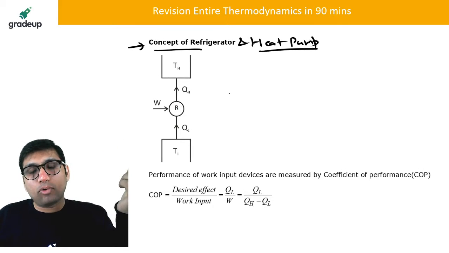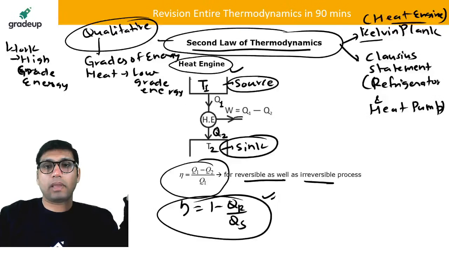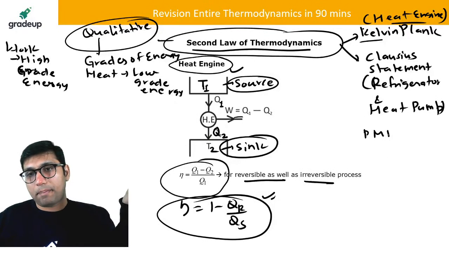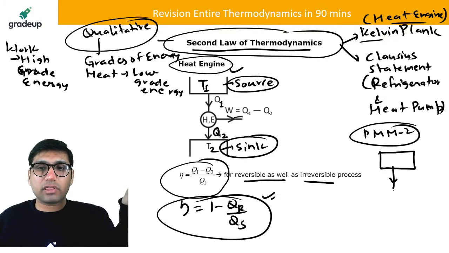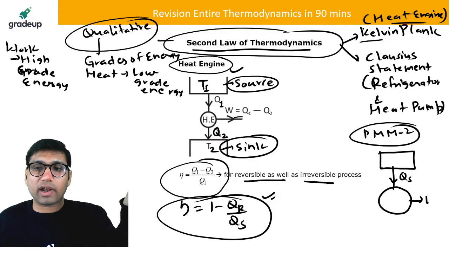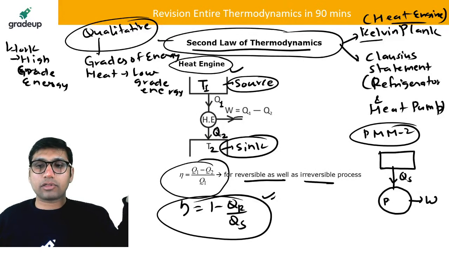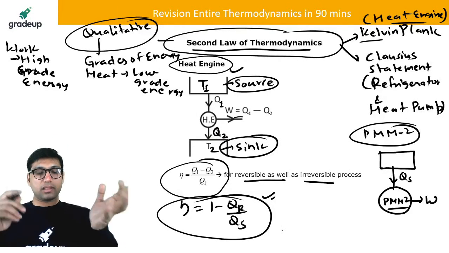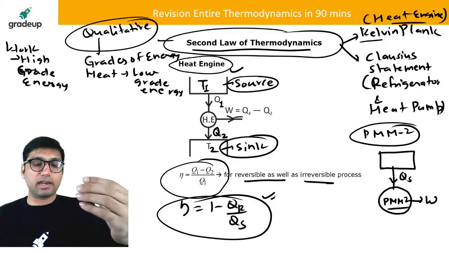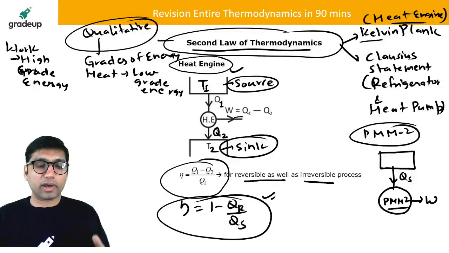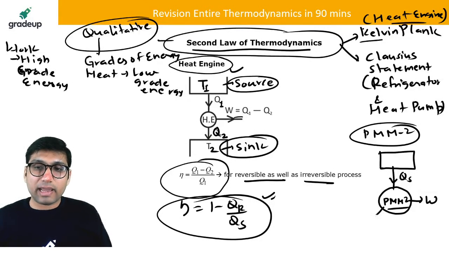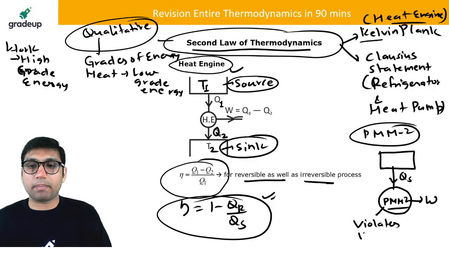Now let me talk about PMM2 also, because we are talking about this. What is PMM2? PMM2 is a hypothetical device which takes heat from a single reservoir and converts that heat entirely into work. This hypothetical device actually violates the Kelvin-Planck statement of the second law of thermodynamics.